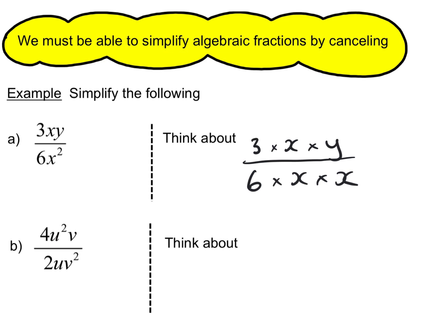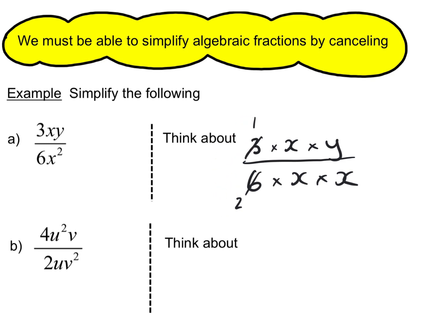First thing we need to do is look at the numerical part. So I've got a 3 and a 6. We already know how to simplify 3 over 6. Both of these are in the 3 times table, so I can divide them both by 3. That's going to leave me with a 1 there and a 2 there. In other words, 3/6 simplifies down to 1 over 2.